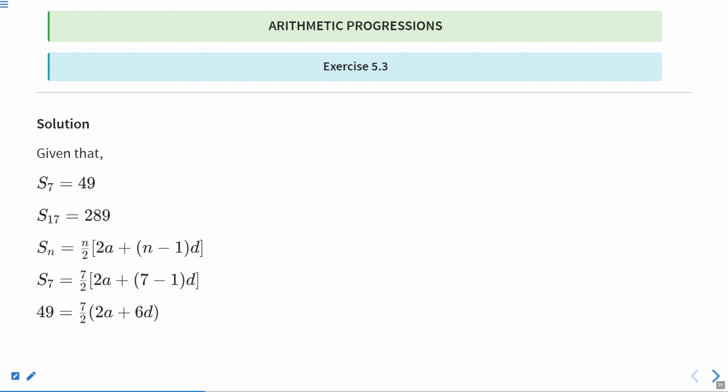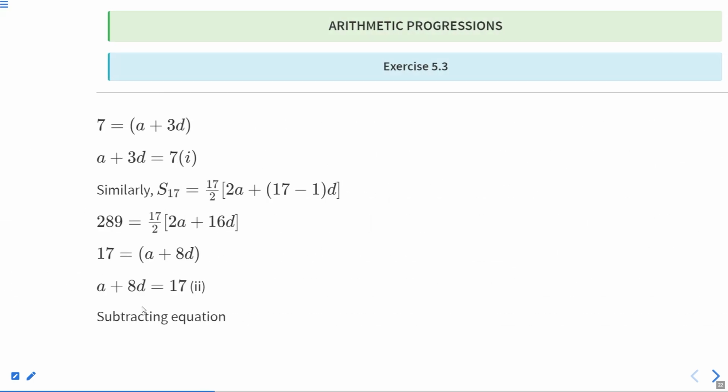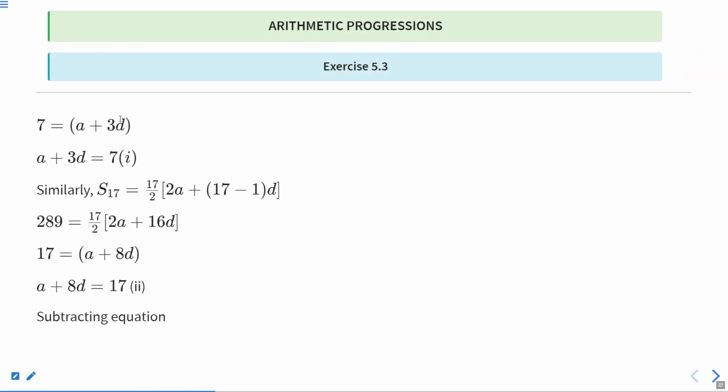And we know this formula: Sn is equal to n by 2 times 2a plus n minus 1 times the common difference d. So S7 is equal to 7 by 2 times 2a plus 7 minus 1 times d, and S7 is 49. So 49 is equal to 7 by 2 times 2a plus 6d, and it implies 7 is equal to a plus 3d. So a plus 3d is equal to 7, and naming this equation number 1.